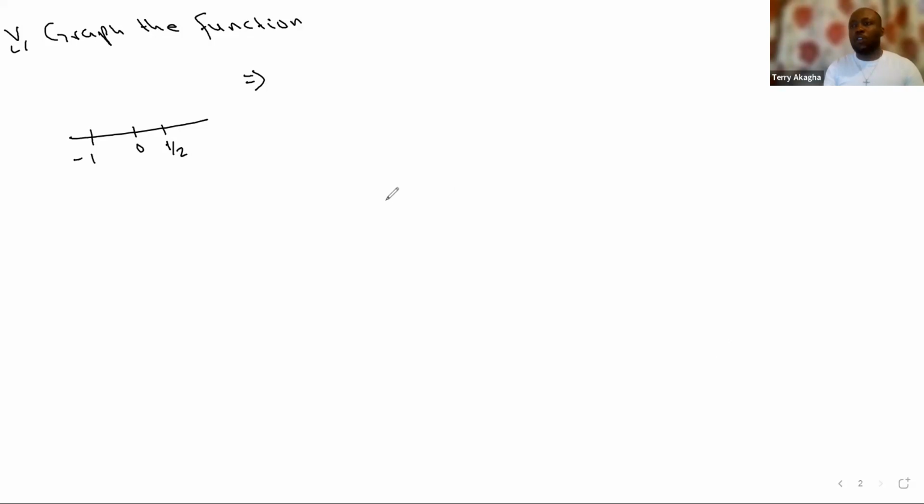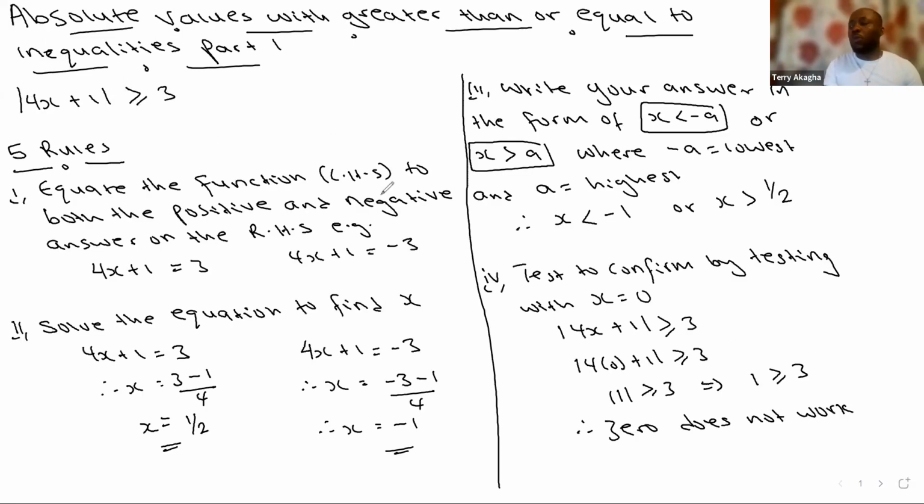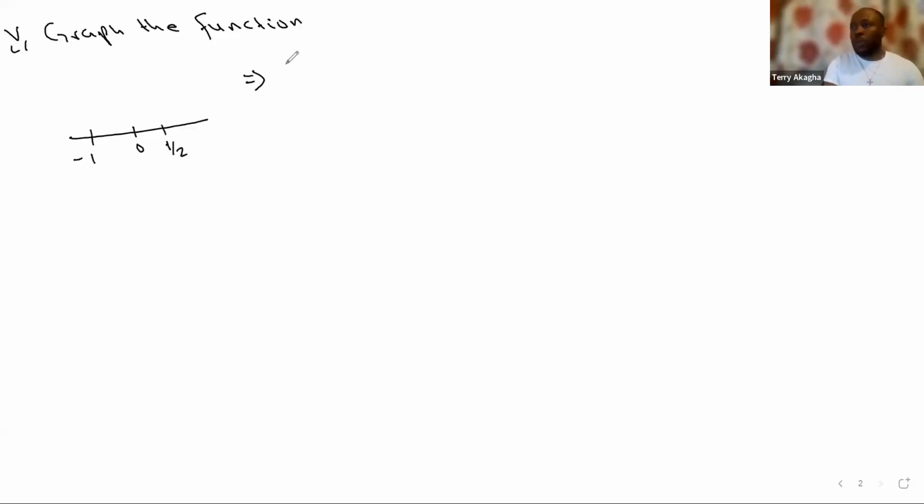Now to get the value at which point the vertex of the modulus will touch the graph, what you do is equate the function 4x plus 1 to be equal to 0. So 4x plus 1 is equal to 0. Therefore x will be equal to minus 1 over 4. Okay, so minus 1 over 4. So you can now draw the graph.